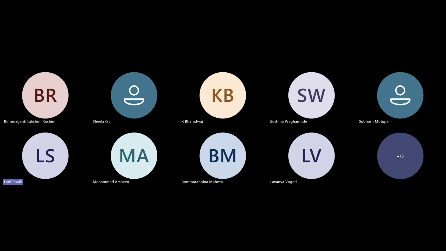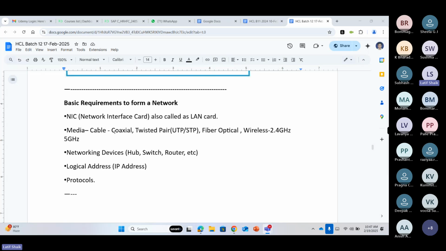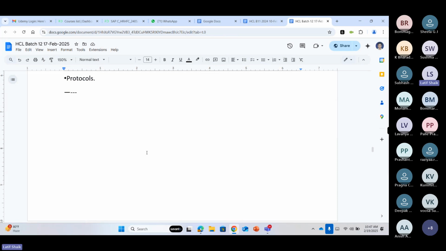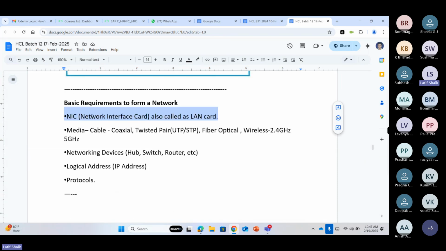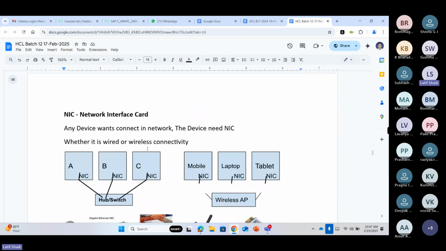Physical topologies, different types of network. Now, we also discussed how to form a network, all five things. Okay. And we didn't cover it in complete depth, we only discussed the NIC card. The first one is the NIC card, which we already discussed.